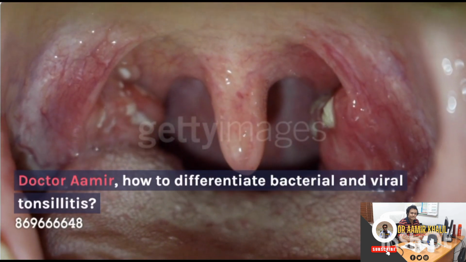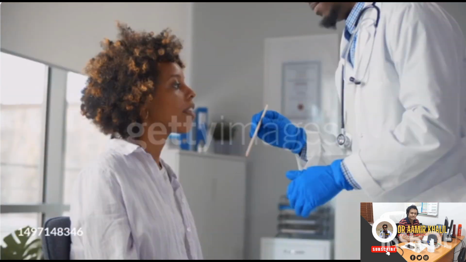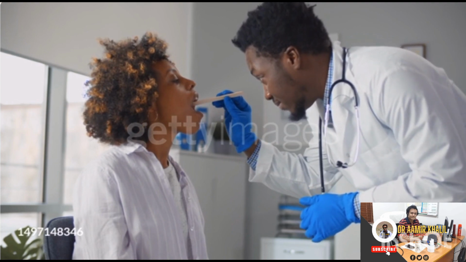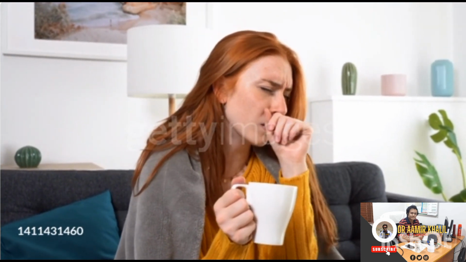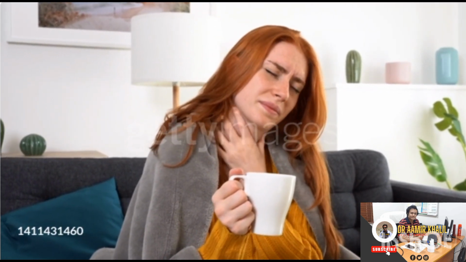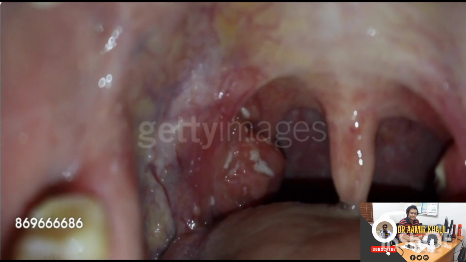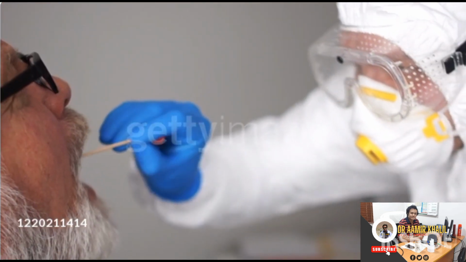Dr. Aamir, how to differentiate bacterial and viral tonsillitis? Distinguishing bacterial from viral tonsillitis usually requires a medical evaluation. Bacterial tonsillitis, often caused by Streptococcus bacteria, may show specific signs like fever, swollen and red tonsils with white patches, and swollen lymph nodes. Viral tonsillitis might exhibit similar symptoms but could include a runny nose and cough. A throat swab can confirm the cause.